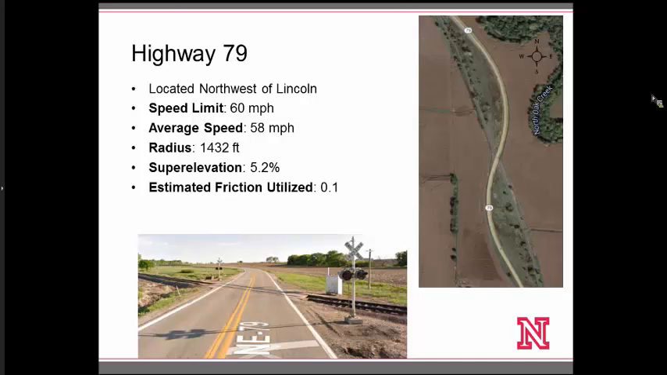My first site was Highway 79. This is a reverse curve. This was located northwest of Lincoln. The speed limit here was 60 miles per hour and vehicles were going on average 58 miles per hour. You have your given radius, super elevation of 5.2%, and the estimated friction utilized by drivers was 0.1.